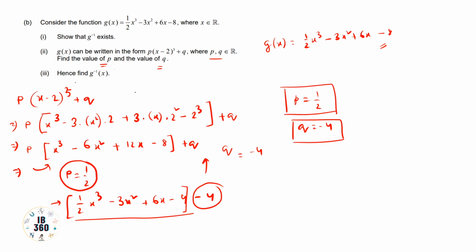So the value of p is half and the value of q is minus 4. Where am I getting these values from? I am getting them just by comparing these two equations. Now I have to find the third part, that is, find g inverse of x.